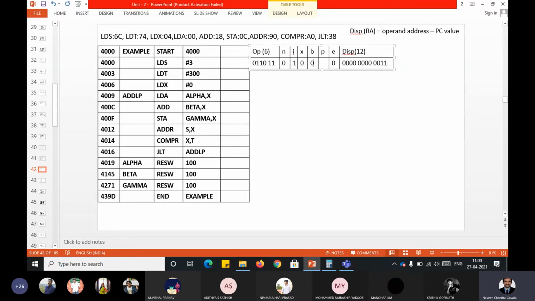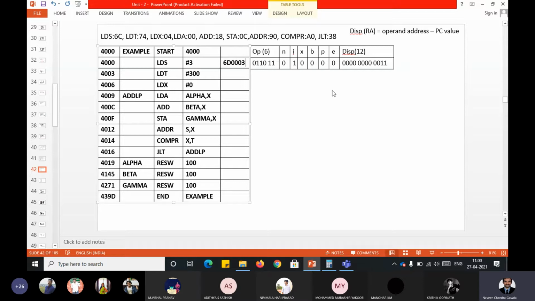Based on that, the object code you got: the first 4 bits you got as 6. The next 4 bits are 1101. I repeat, 1101 is D. Again 4 zeros, again 4 zeros, and 3. This is the object code you got for the first instruction, which is LDS #3.